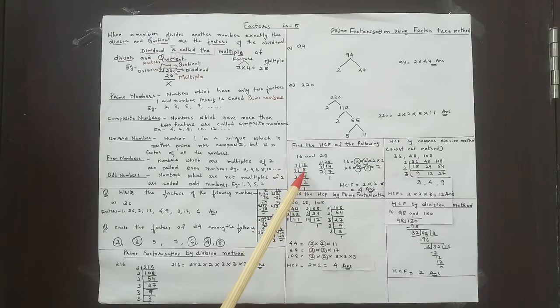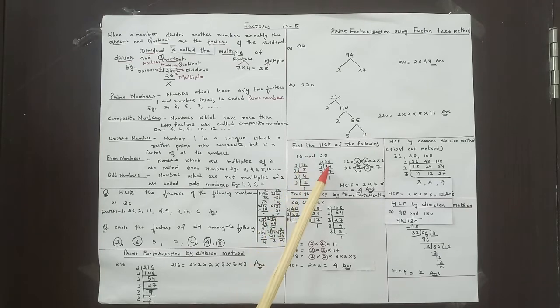2 eights are 16. Now we have 8 here. Then again it is divisible by 2. 2 fours are 8. Now we have 4 here. Again it will be divisible by 2. Now 2 twos are 4. Now we have 2 here. Again it will be divided by 2. 2 ones are 2. Now we have the factors here of 16.